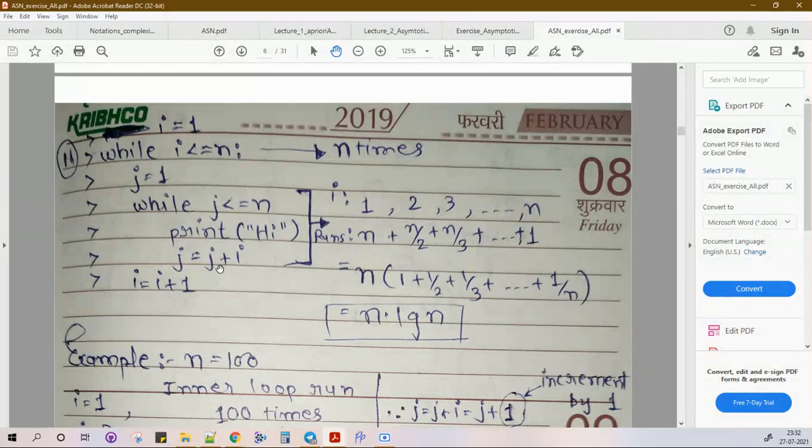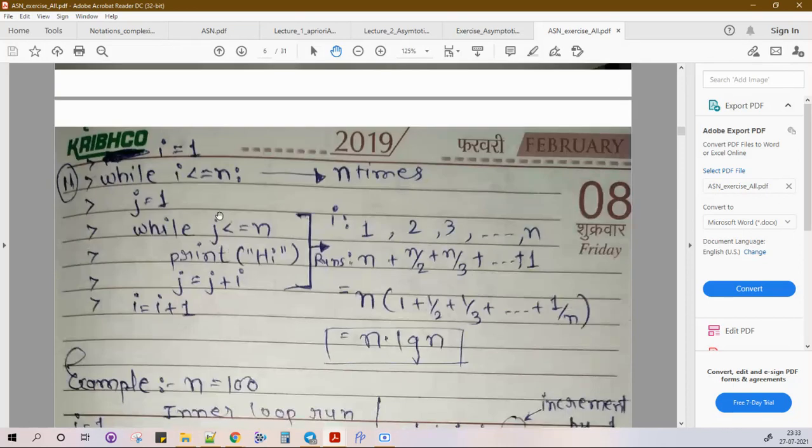So now what will happen if i equal to 1? J will increase by 1, 1, 1, 1, 1, like that. Correct? So this loop will run for n time. I equal to 1, then what will happen? N equal to 100. Then this loop will run for 100 times because j is increasing by 1.